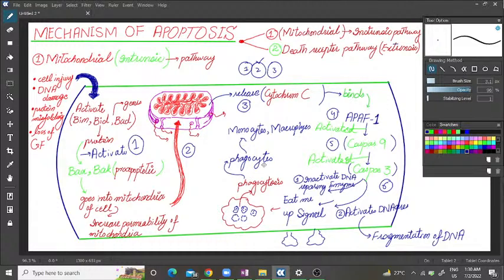So in this way, apoptosis of a particular cell happens due to these four reasons. Reason number 1, reason number 2 that I have already explained in the start of the lecture, reason number 3, and reason number 4. I hope you enjoyed this lecture.